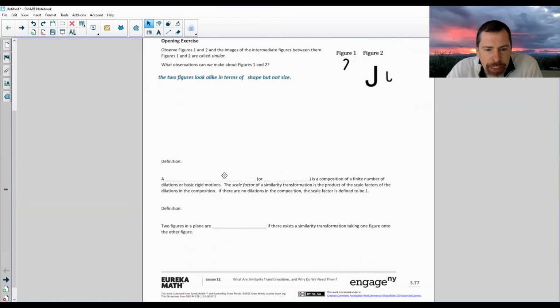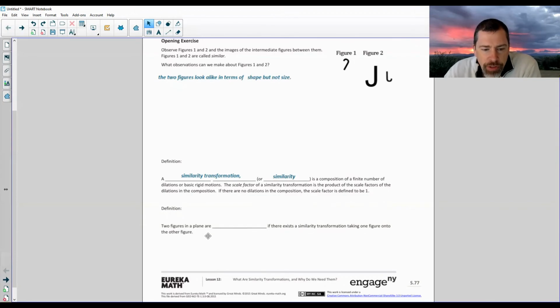But anyway, the answer to these is a similarity transformation, and it says it right here, by the way, the scale factor of a similarity transformation is a product of scale factors of the dilations in the composition. If there are no dilations in the composition, the scale factor is defined to be 1. Another way of saying that simply is a similarity. So there's a similarity transformation or just simply a similarity.